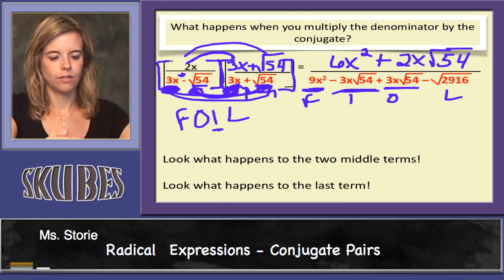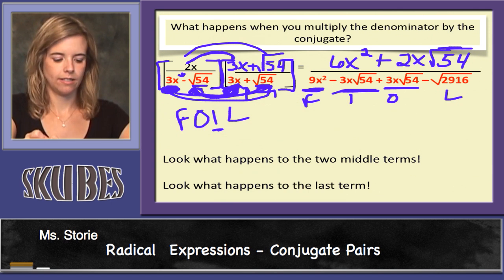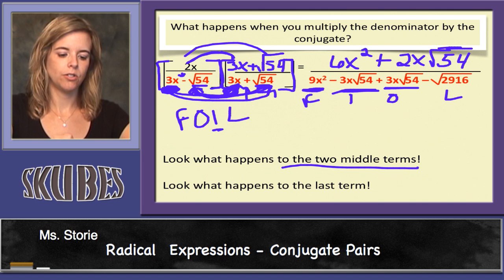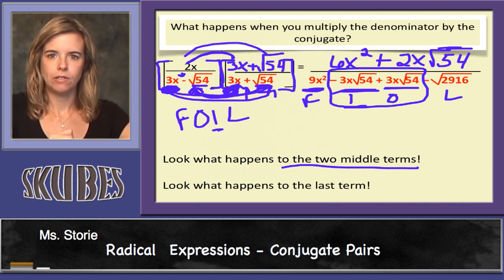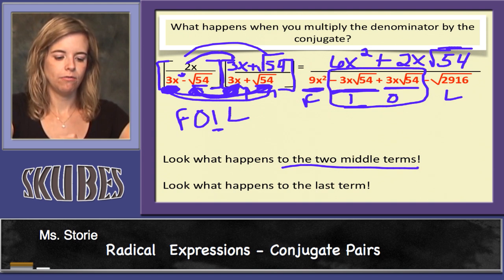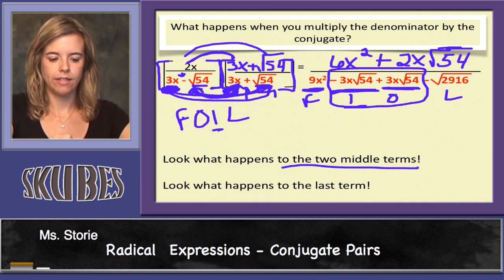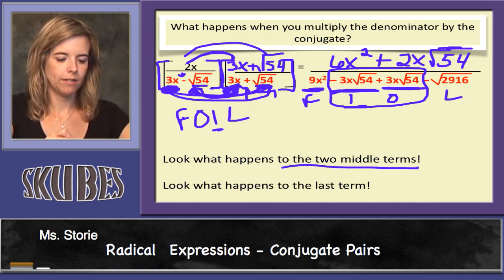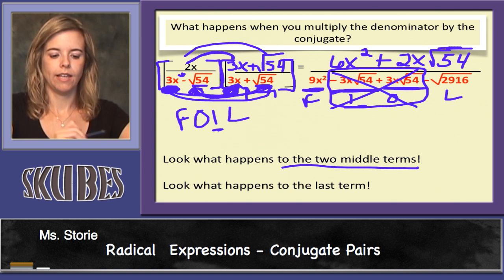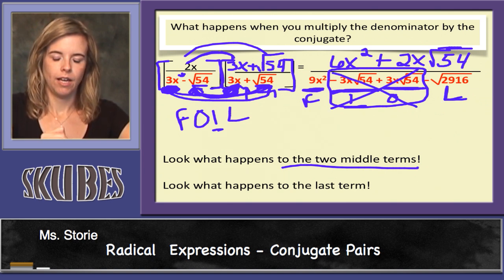That's what would happen if we're trying to rationalize the denominator. Look what happens to the two middle terms, the O and the I. Do you notice something about these terms? What's going to happen? They look exactly the same except for one thing. One is a negative and one is a positive. Well, if you have a negative of something and you add the exact same thing onto it, what's going to happen to it? It cancels itself out. And look what happens to the last term. It's radical 2916.